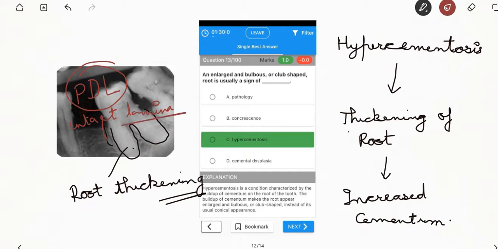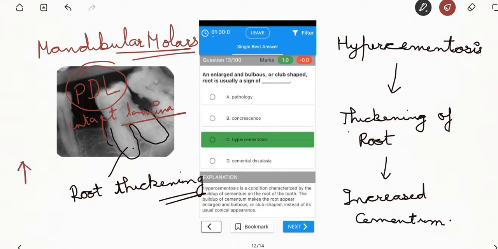Which teeth are more commonly affected in hypercementosis? It's the mandibular molars that are affected most frequently, followed by mandibular and maxillary second premolars, and mandibular first premolars. Hypercementosis occurs predominantly in adulthood, and the frequency increases with age.